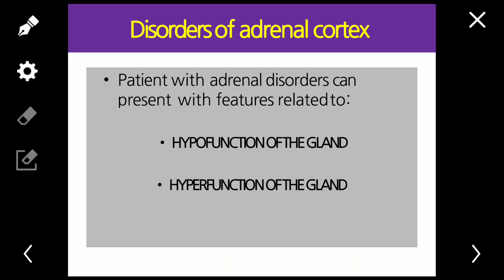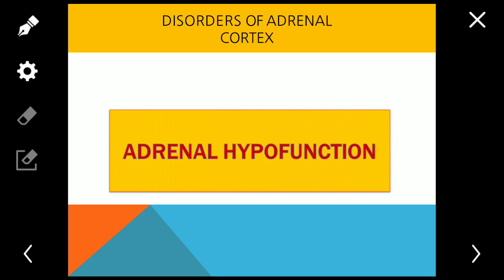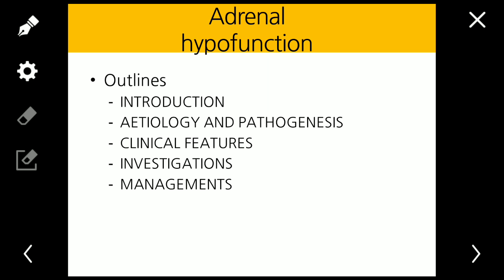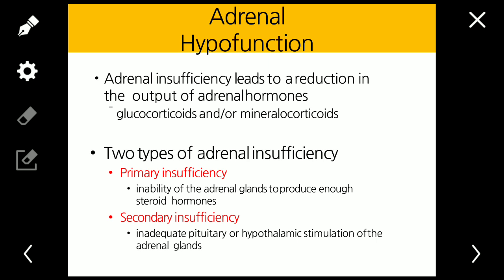Then disorders of the adrenal cortex, again like the pituitary gland, are divided into hypofunctioning of the gland and hyperfunctioning of the gland. Adrenal hypofunction is when the gland is not functioning properly. That means when the gland is not functioning properly, all the hormones will be reduced. So adrenal hypofunction is called adrenal insufficiency, leading to reduction in the output of adrenal hormones, that is glucocorticoids and mineralocorticoids. There are two types of adrenal insufficiency.